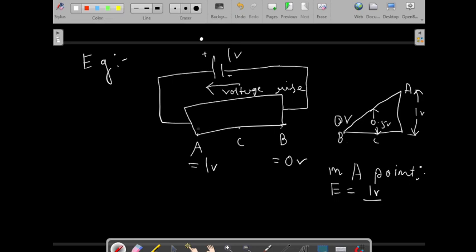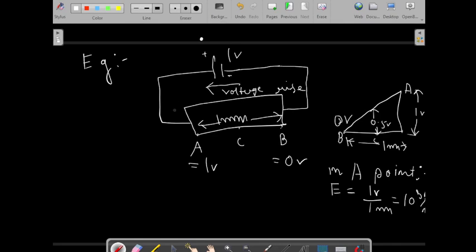Let's take this distance as 1 mm. The breadth of this semiconductor is 1 mm. So the distance of B to this point is 1 mm. So here put 1 mm. So 10 to the 3 volt per meter.